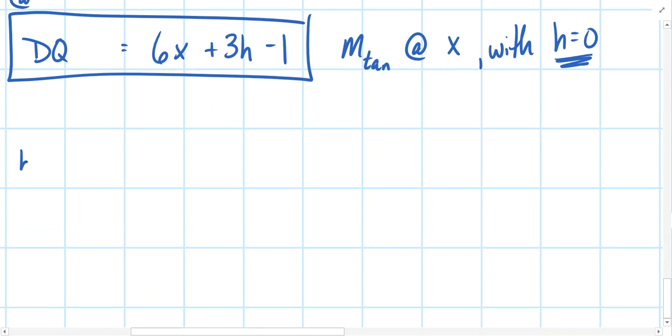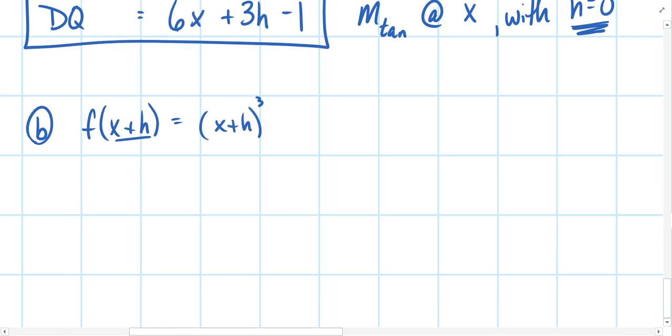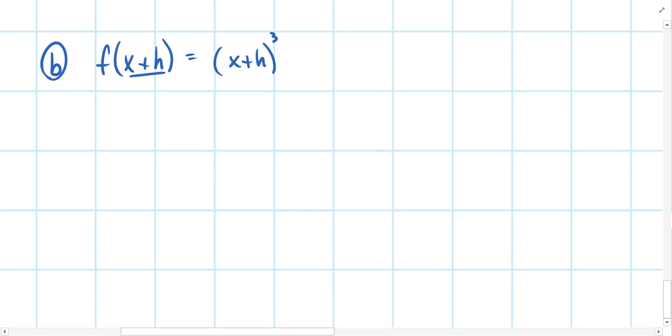Let's go ahead and try part B. Remember, f of x was defined as x cubed. And before we simplify the difference quotient, we're going to need to establish what f is when evaluated at x plus h. So what does x plus h cubed look like? Pause the video now and try to expand this on your own. Resume playback in a moment to check your work.